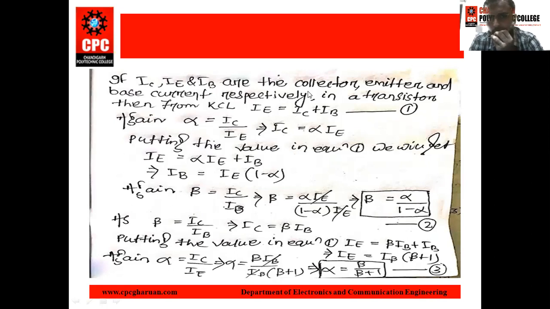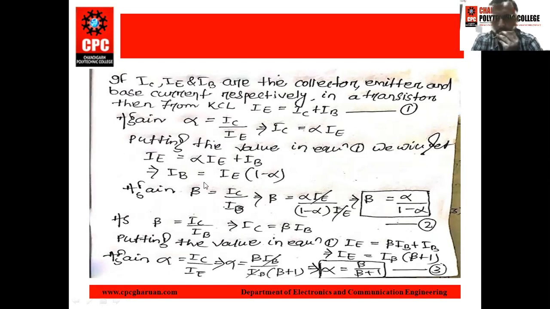First of all, we'll discuss the same formula, that is IE is equal to IC plus IB, that is the first equation. After that, alpha is equal to IC upon IE, that means IC is equal to alpha of IE. Now, we can put the value of IC in this equation. So, the value of IE is equal to alpha of IE plus IB. Alpha to this side and IB is equal to IE bracket start 1 minus alpha.